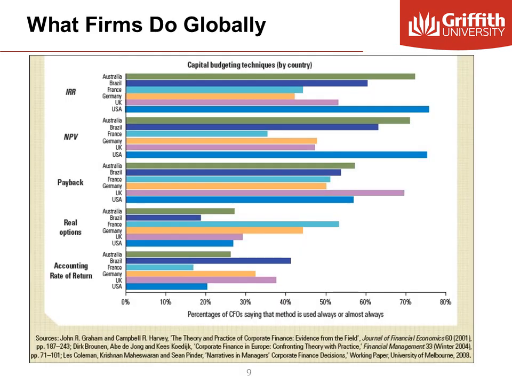When comparing Australia with Brazil, France, Germany, UK, and USA, we observe that NPV ranks first, followed by the IRR and the payback. Similarly, in the US and Brazil, NPV and IRR come first, followed by the payback. Note the difference in the UK. Here the payback ranks first, followed by the IRR and NPV.